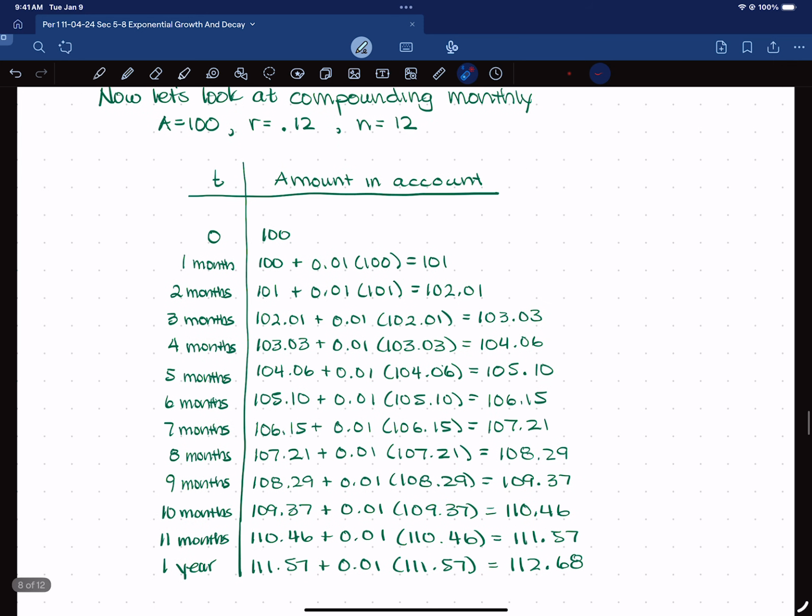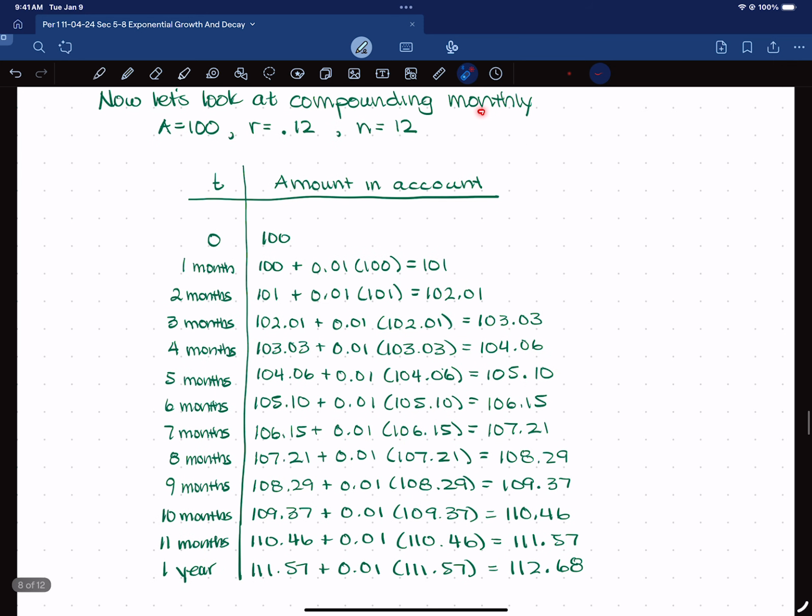And then just to show you one more time, if we look at compounding monthly, we're still earning our 12%, but this time we're going to earn it every month. So if we take that 12% and divide it by 12, each month we earn 1%. And you can see this table if you want to pause the video to look at how the table works. It's just like before.